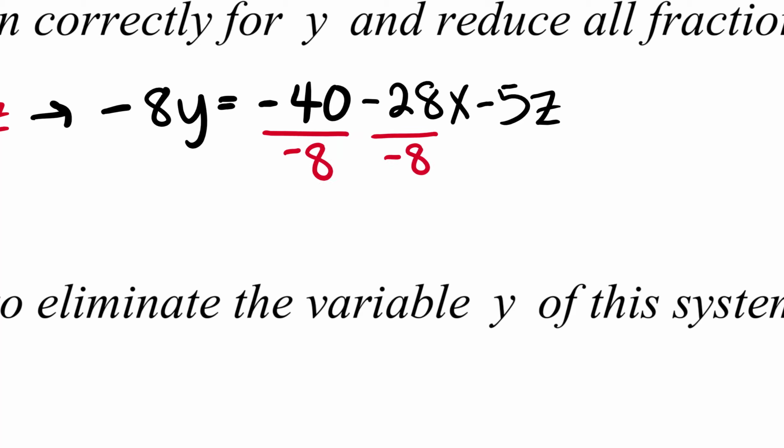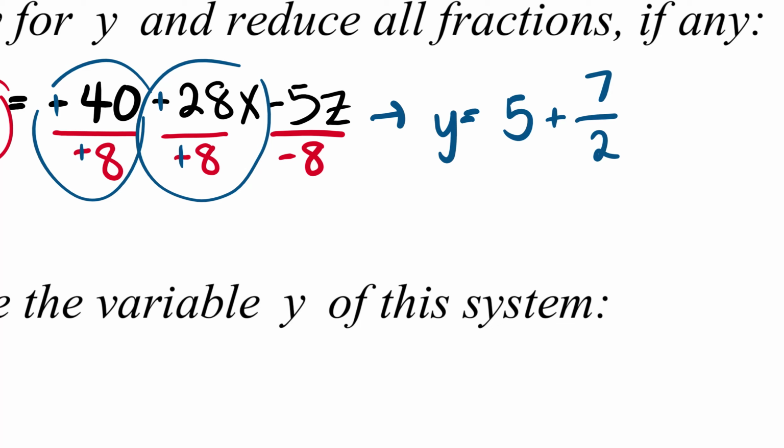So on this first one, first off I have two negatives, that makes it positive. 40 divided by 8 is, let's go over here. So 40 divided by 8 is 5. Okay, on the x, I have two negatives again, so that's plus. So I'm going to go ahead and write plus. 28 over 8, of course, that doesn't reduce, but 4 does go into both. 4 goes into 28 7 times. 4 goes into 8 twice.